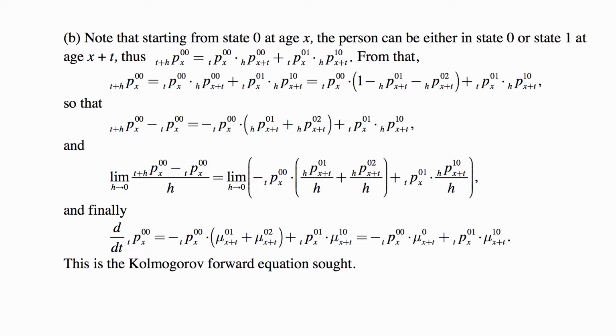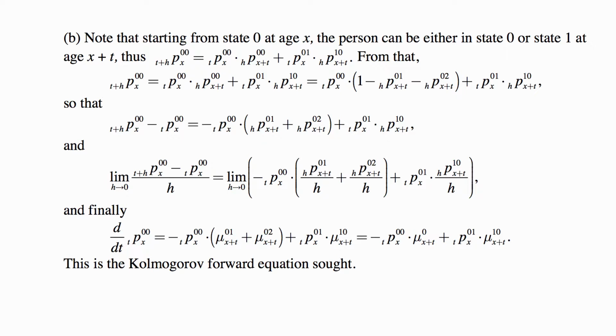This means that we can also write this hp x plus t 00 as 1 minus hp x plus t 01 minus hp x plus t 02, and get this expression, and then take this tpx00 multiplied by 1 to the other side to get something like a difference quotient, and leave everything on the right hand side. Now if we divide it by h, then it's a difference quotient, so the limit of it as h goes to 0 will be the derivative that we want to resolve. But that means we have to divide both sides by h, because we divided the left-hand side. So we divide the right-hand side.